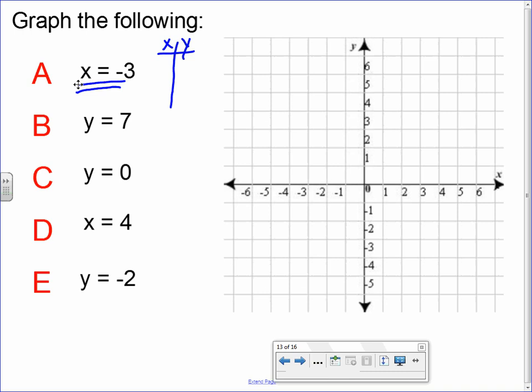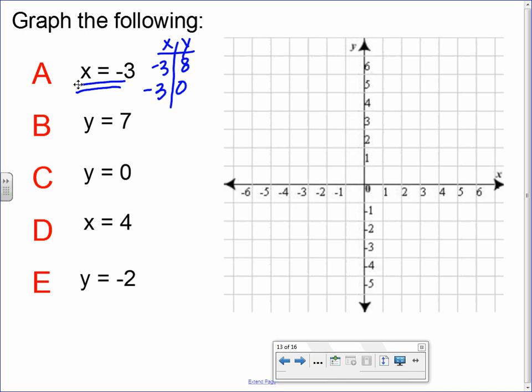And x equals -3 means every point on that line will have an x coordinate of -3. And all we need are 2 points to make a line, right? So -3, 8. -3, 0. -3, 24. Who cares, right? As long as x is -3, it's on that line. So there's nothing we're actually plugging in here. We're just creating points that fit that description.